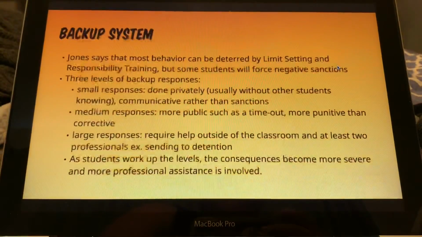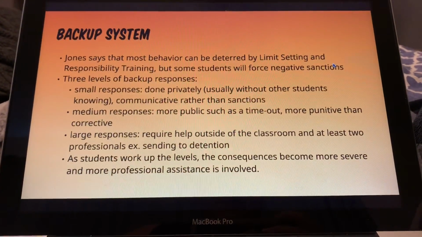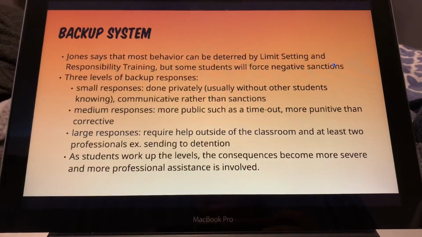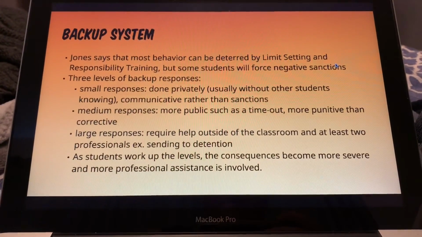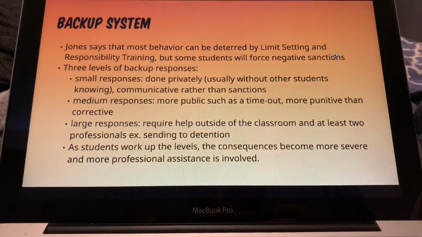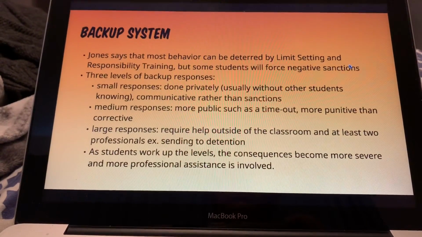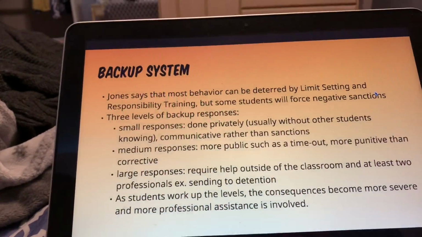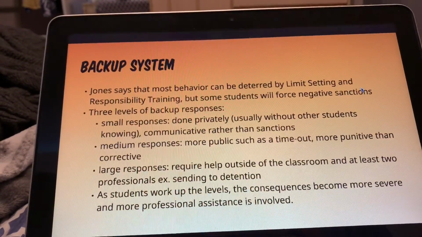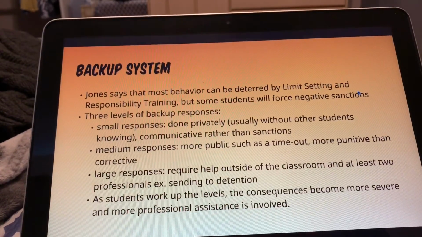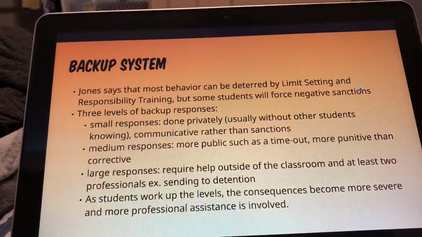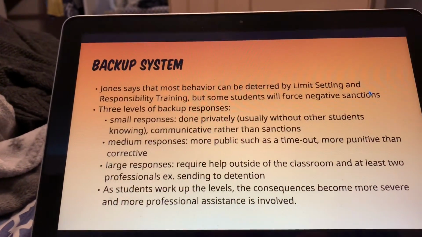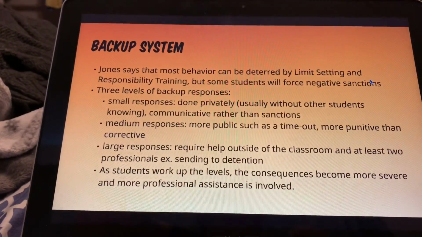And so the last one is a backup system. So most behavior can be deterred by limit setting and responsibility training, but some students will force negative sanctions. There are 3 levels of backup responses. So there's small backup responses, which are done privately, usually without other students knowing, and it's more communicative. An example is putting a finger to your lips or speaking privately to the student, catching their eye.